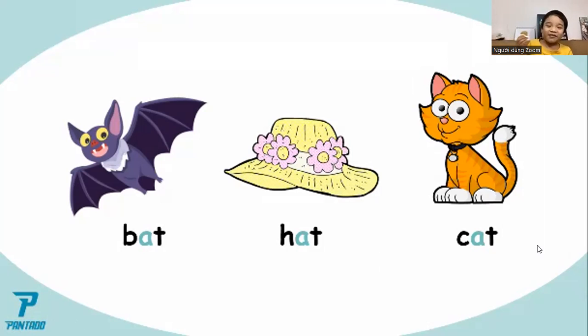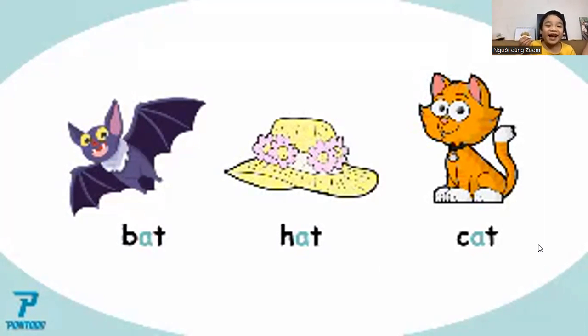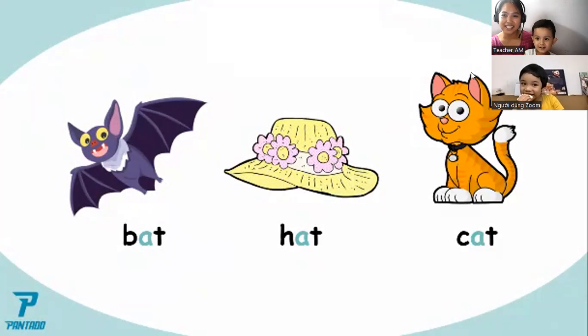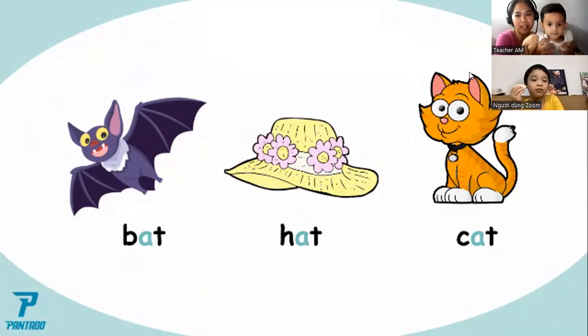Okay, so do you want to see my nephew? This is my nephew. You say hi. Hi. Yes, he is 2 years old. His name is Matmat. Yes, you say hi. Can you see? Okay, so let me put Matmat below. Okay, wait for me a bit.